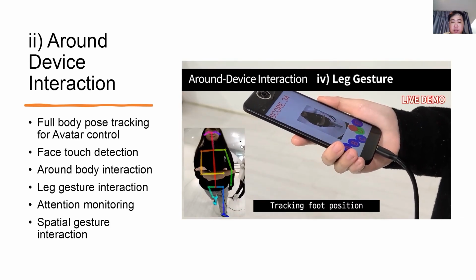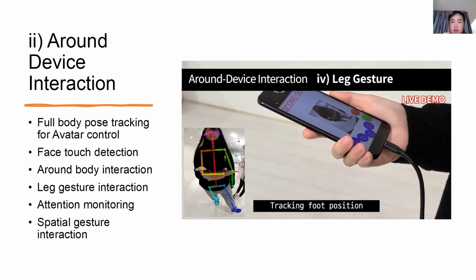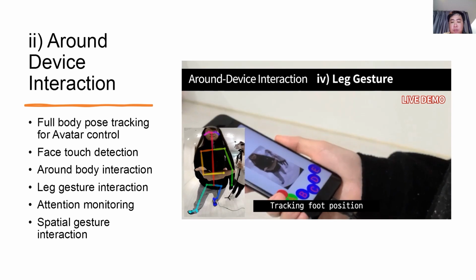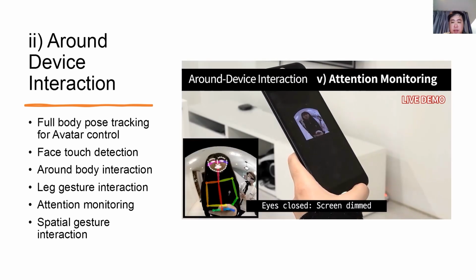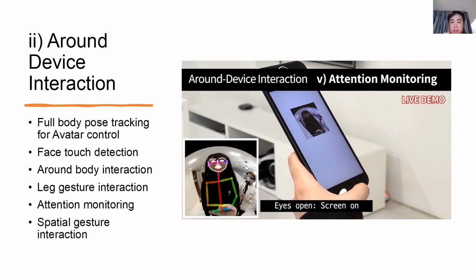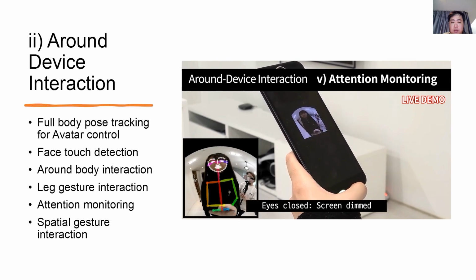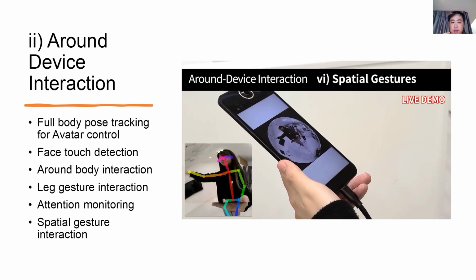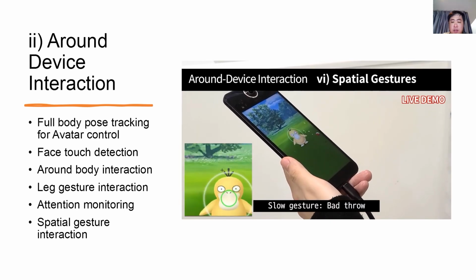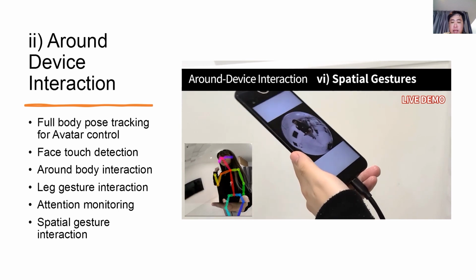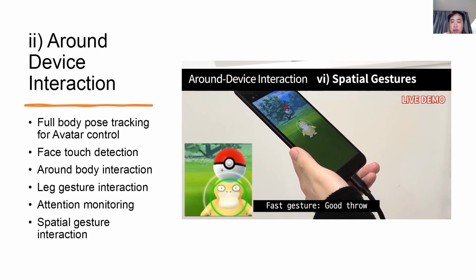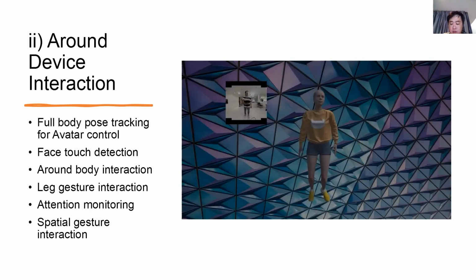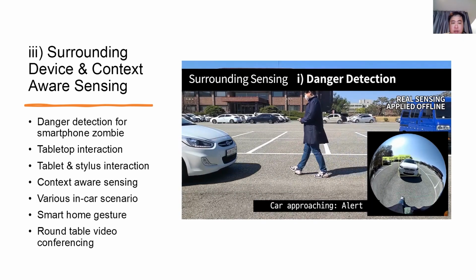Next is leg gesture interaction. It can be useful when the other hand is busy and the user can use the leg to perform some shortcut gesture. Next is attention monitoring. If the user doesn't look at the screen, it will dim the screen to save battery. Next is spatial gesture interaction. The user can use the other hand to perform a real hand throwing gesture for play some games, such as throwing a Pokeball.